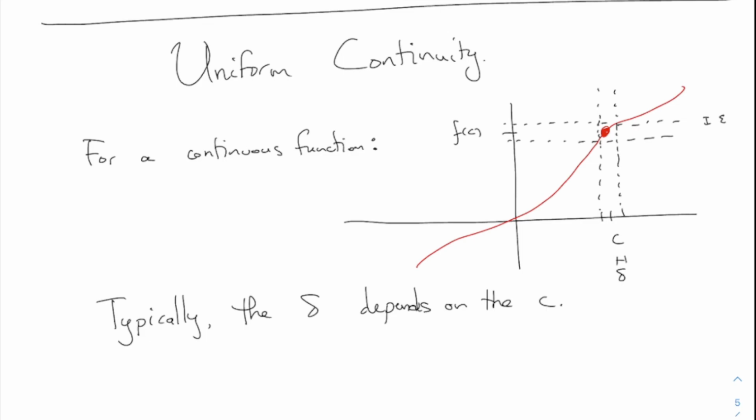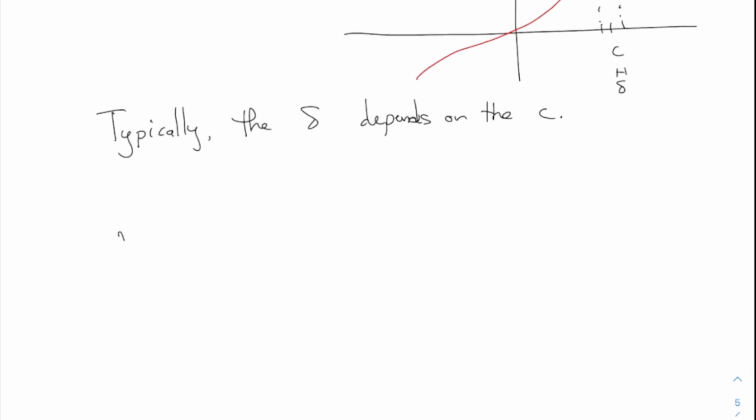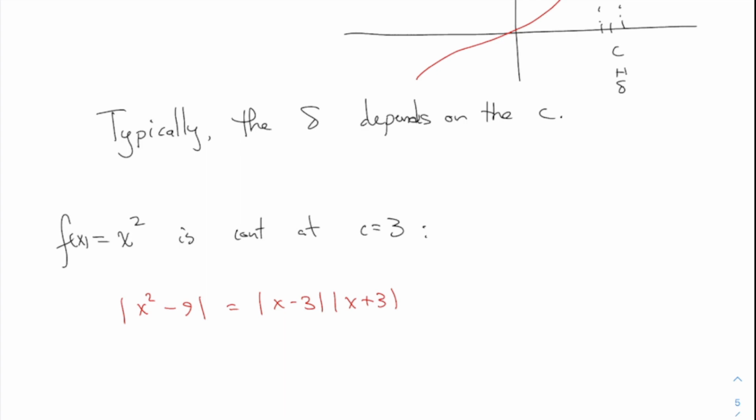For example, what if I asked you to show that f of x equals x squared is continuous at c equals 3? How would you do that proof? I'm not going to write out all the details, but you'd end up with f of x minus f of c, which in this case would be x squared minus 9. Then you simplify that. You factor: x minus 3, x plus 3. And then you would do that weird little delta less than 1 trick.